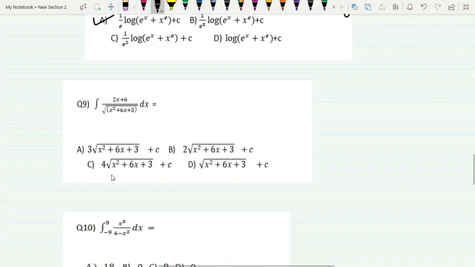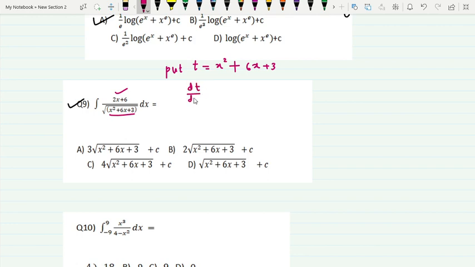Next question is again on integration. Here, if we substitute this equal to t, then this will become a derivative. So if we put t equal to what? Here t is equal to x square plus 6x plus 3, then the derivative dt by dx is equal to what? dt by dx will be 2x plus 6. So dt is equal to 2x plus 6 into dx.